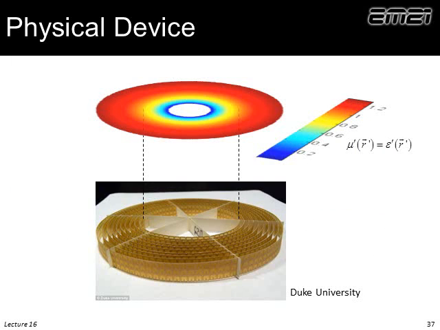Well, here's the actual cloak done at Duke University. So imagine here's the cloak and here's the map of the permeability and permittivity, and they designed metamaterial unit cells to give the correct permeability and permittivity, and here's the design, and this is really a uniform lattice in cylindrical coordinates.